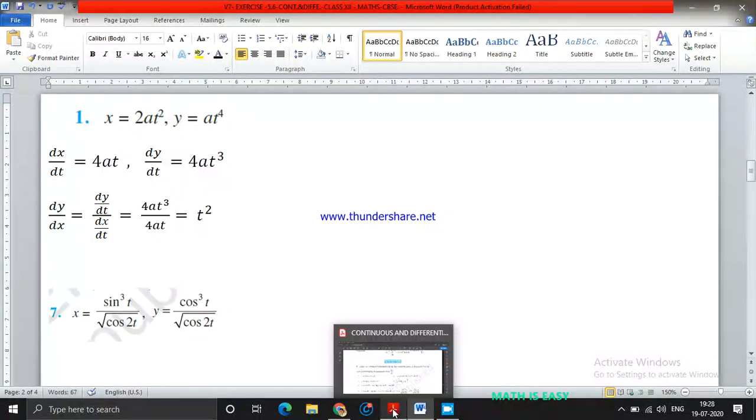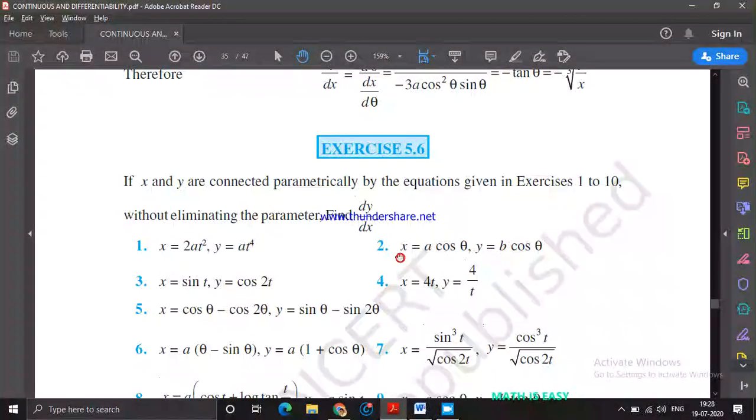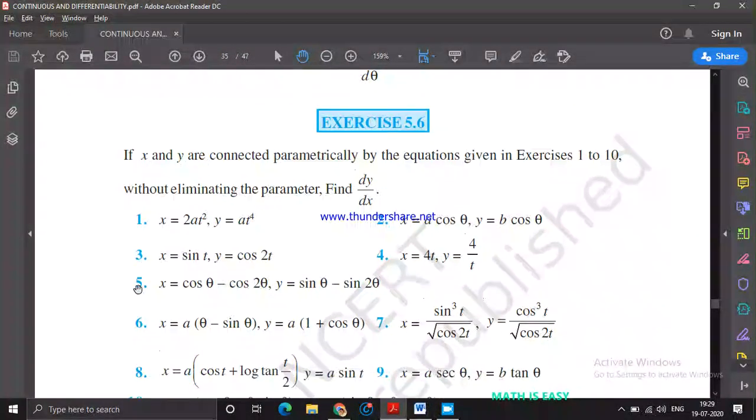Next question, directly from the 7th question I am solving. The second question you have here is a cos theta, b cos theta. If I differentiate, I'll get dx by d theta equals minus a sin theta, and dy by d theta equals minus b sin theta, because the differentiation of cos theta is minus sin theta. So when I find dy by dx, I'll get b upon a. That is very easy.